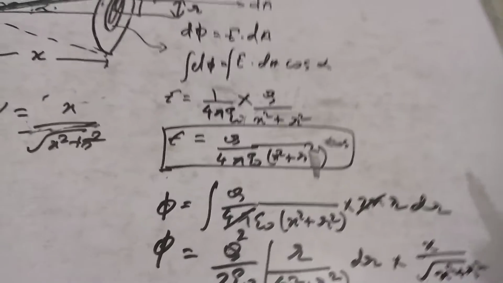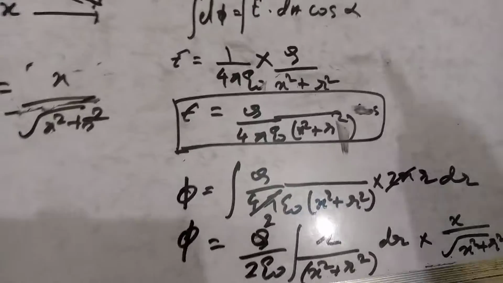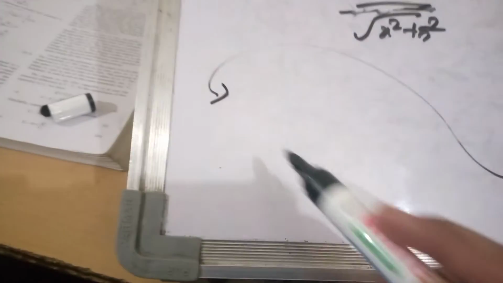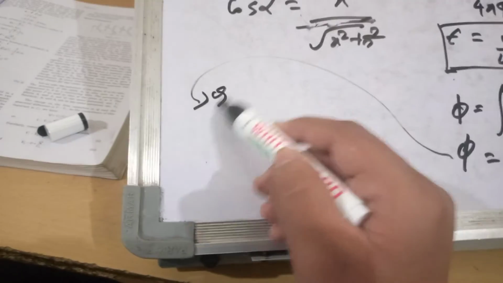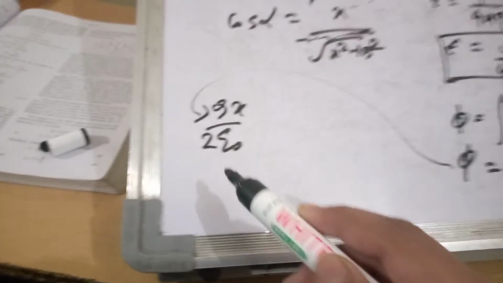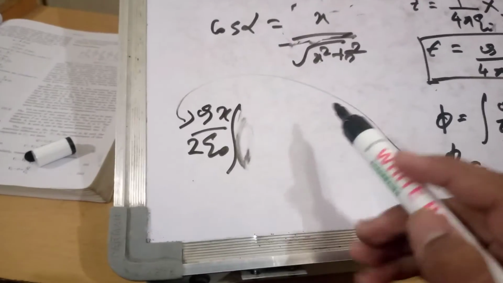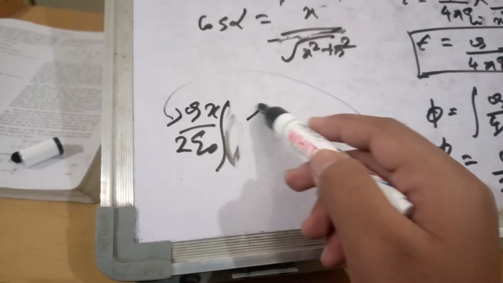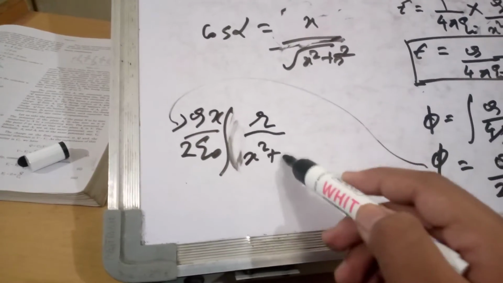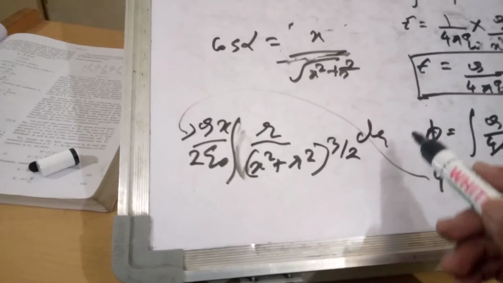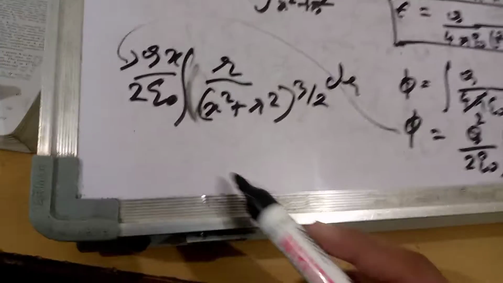Let us remain here only. Okay, so now what we will do is we will just substitute this equation. So we will just combine this equation. Let me write it here. It would be qx upon 2 epsilon naught into r upon (x square plus r square) to the power 3 by 2 dr.